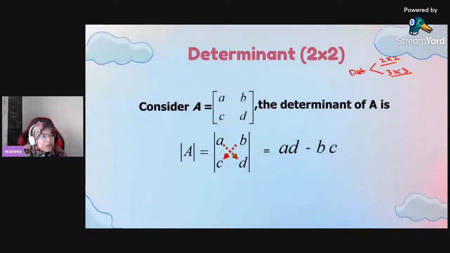Consider A is [a, b; c, d], then the determinant of A is equal to ad minus bc. So how to do ad minus bc? A times D, minus B multiplied with C. So something that looks like this: A times D, B times C. Okay, now let us proceed to the example.